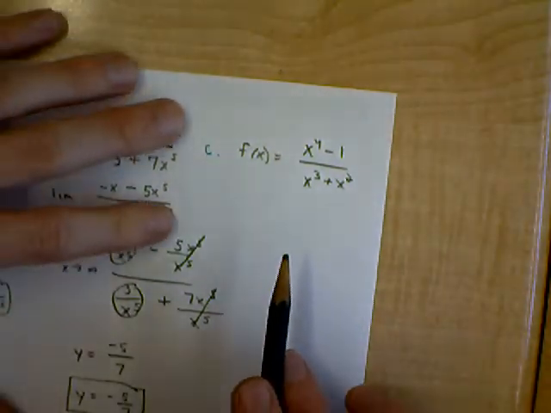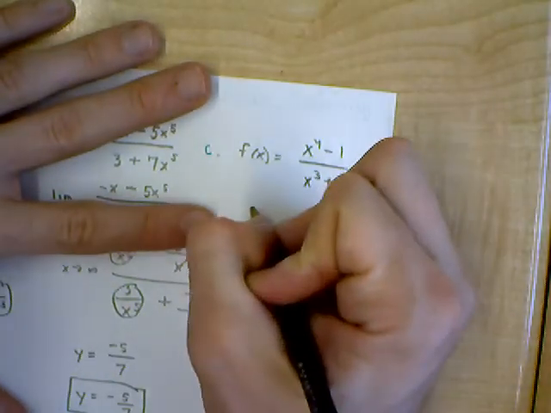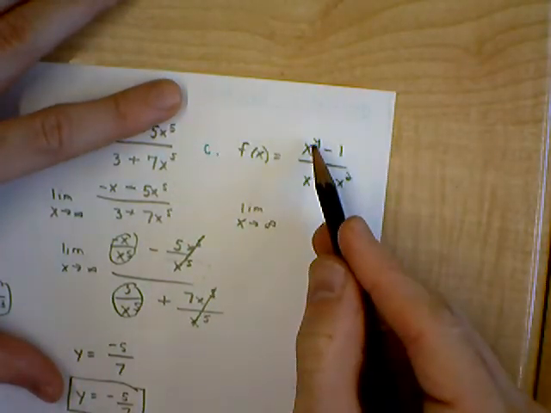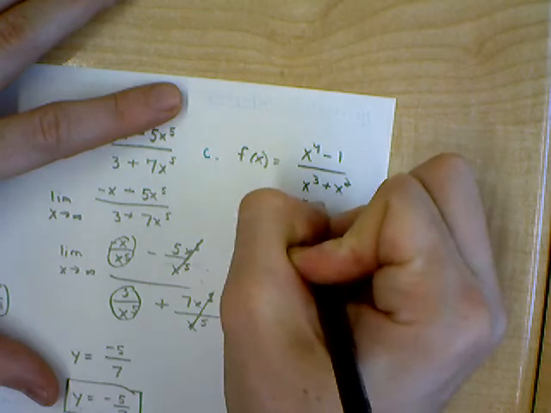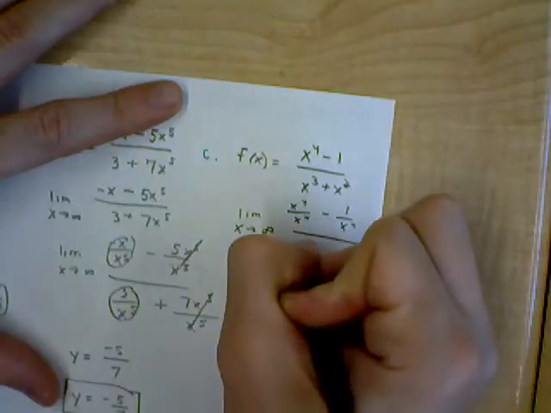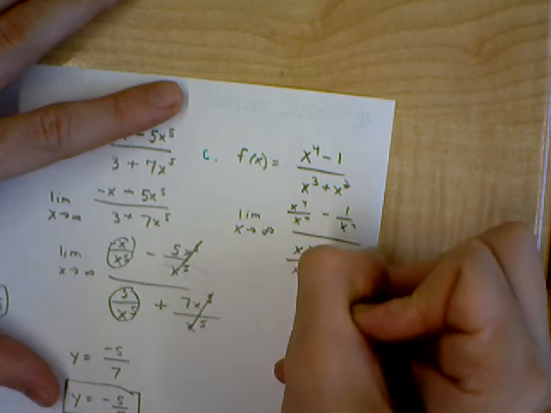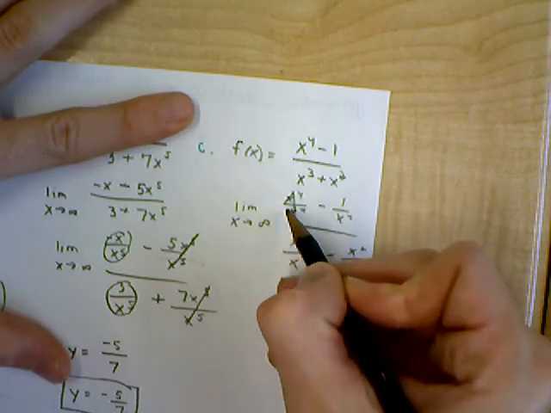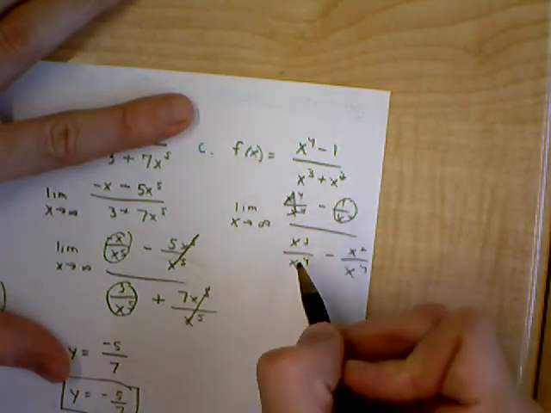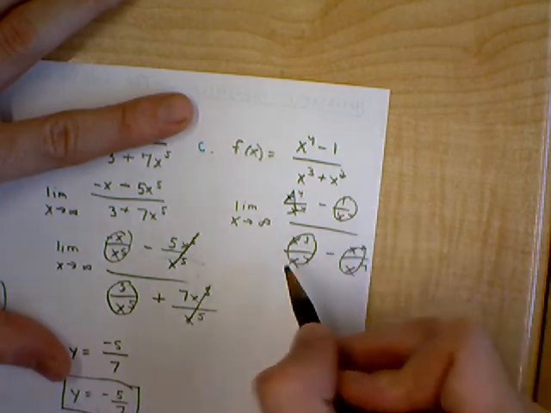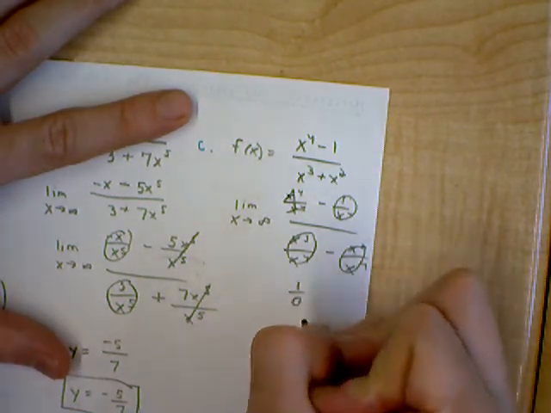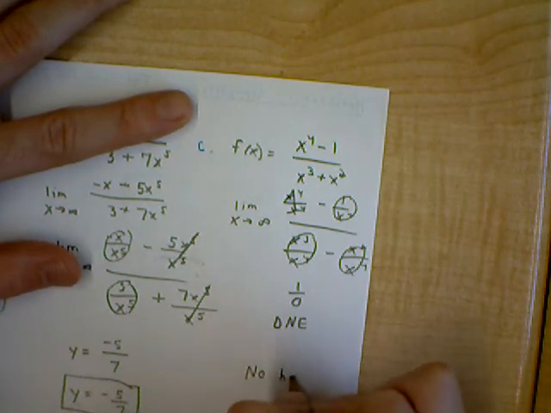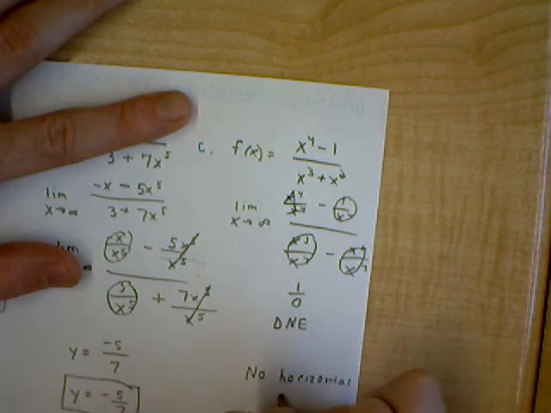All right, now let's take a look at C. Let's try and find our limit. I'm going to just divide right off the bat. I see the highest degree is x to the 4th. Now I see that this is going to be 1 right here. This is going to be 0. It's going to be 0. This is going to be 0 because of the degrees. So I'm left with 1 over 0. This means the limit does not exist. So there is no horizontal asymptote.